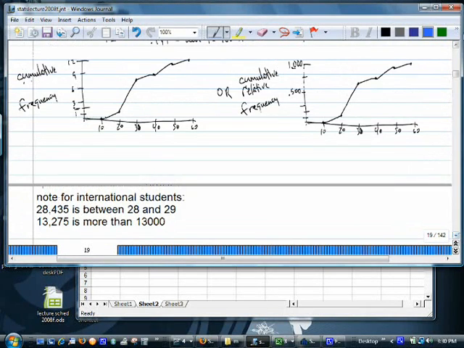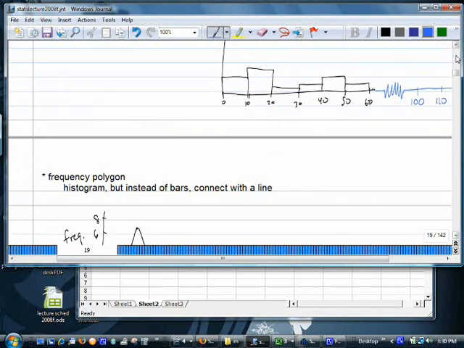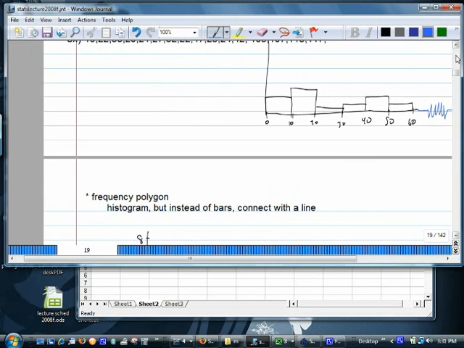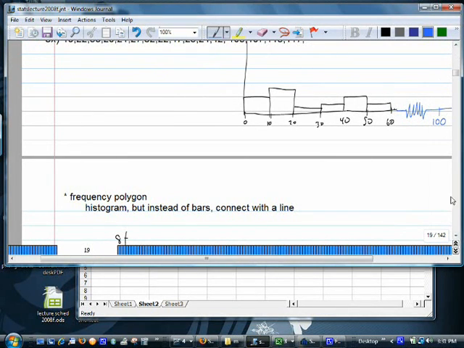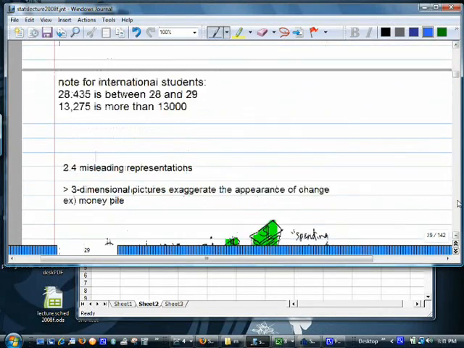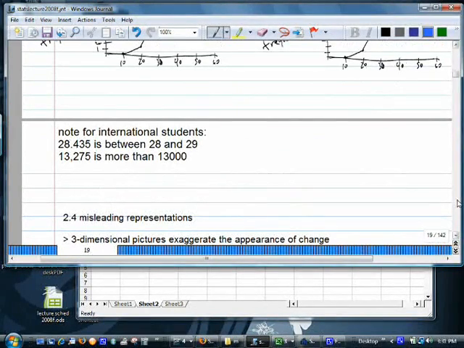However, I'm going to talk about now some representations that are really misleading. Okay. So the first one, a three-dimensional picture exaggerates the appearance of change. So here's a common one that's used a lot: money pile. So here's a picture showing that the money spent by consumers doubled from 1990 to 2000.